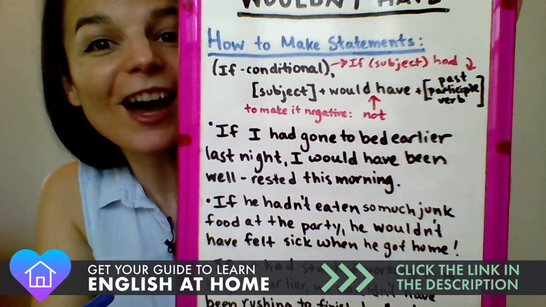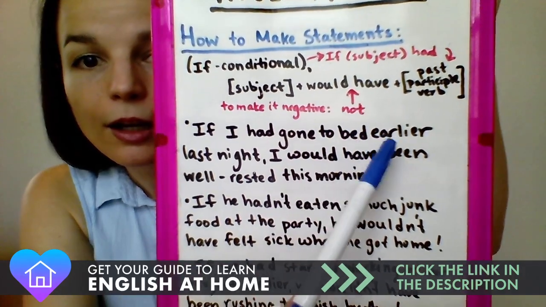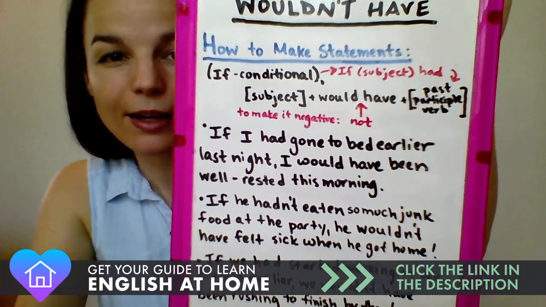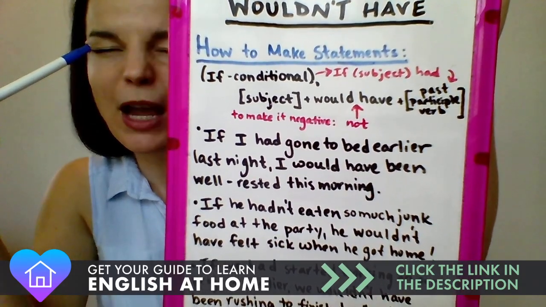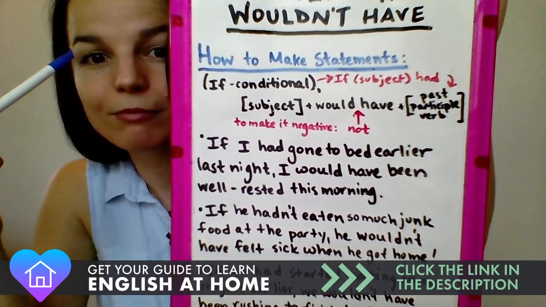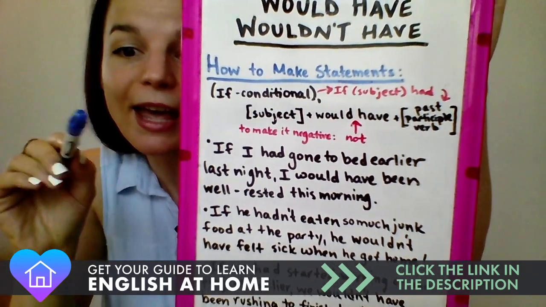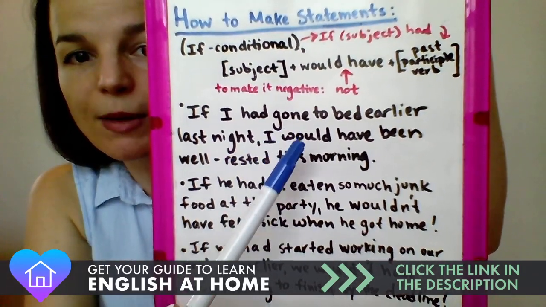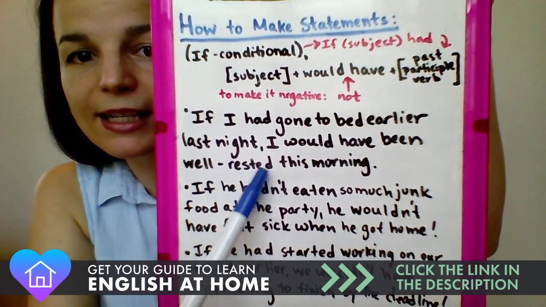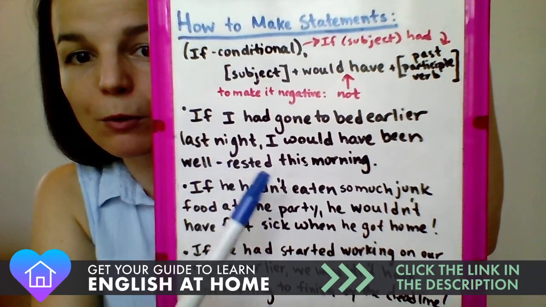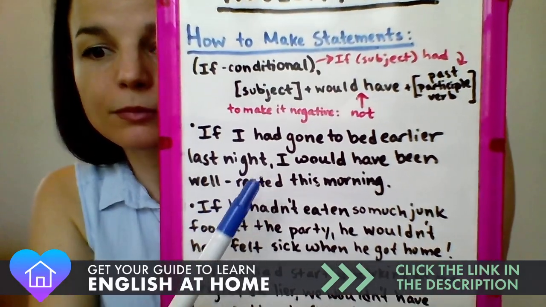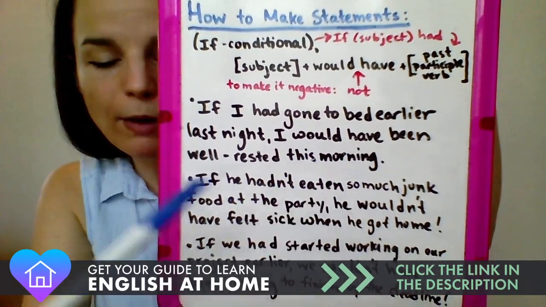If I had gone to bed earlier last night, so that means I did not go to bed early last night. This earlier shows us too, earlier than I did. So maybe, for example, I went to bed at like 1 a.m. But if I had gone to bed at 10 p.m., I want to express earlier than I did. If I had gone to bed earlier last night, I would have been well rested this morning. So maybe you know the word well rested, yeah? That means you feel energized after sleeping.